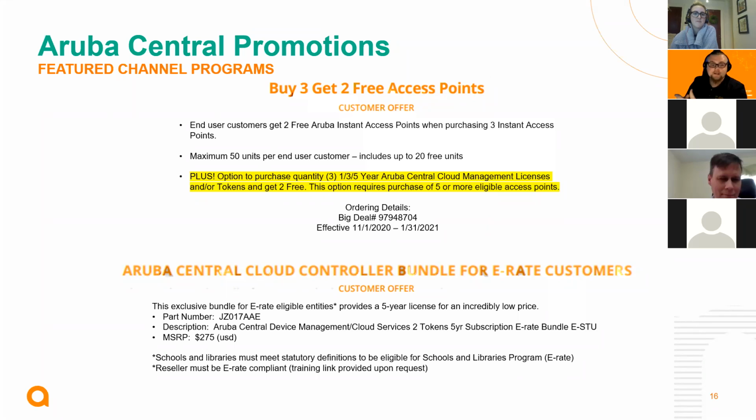And then for our E-rate customers, they do have a 5-year SKU that gives you the 1 management license and 2 tokens for a very heavily discounted cost. So it's $275 USD. Typically those licensed separately, I believe, would be around $400? So $400 separately if you were to purchase all those out. So for our E-rate and education customers, schools and libraries, they can take advantage of the E-rate promotion.